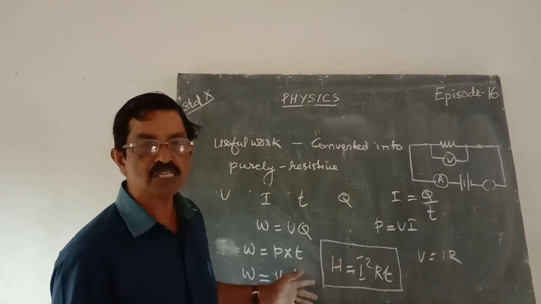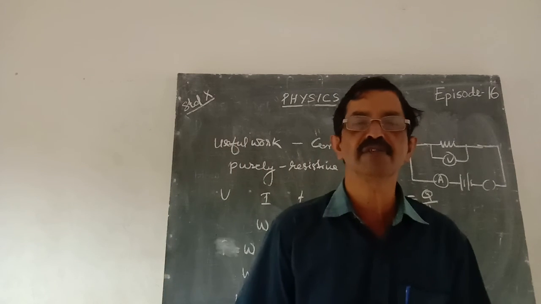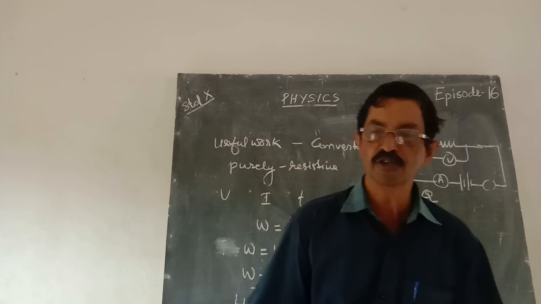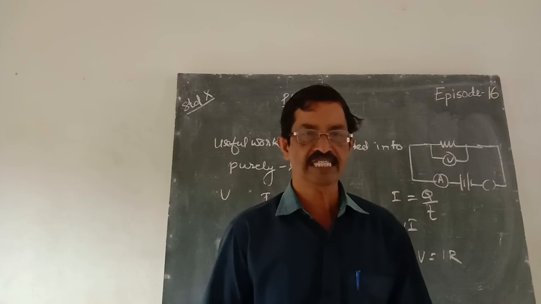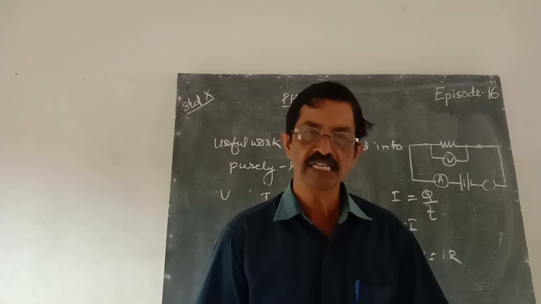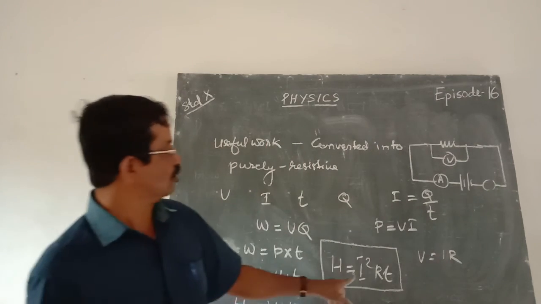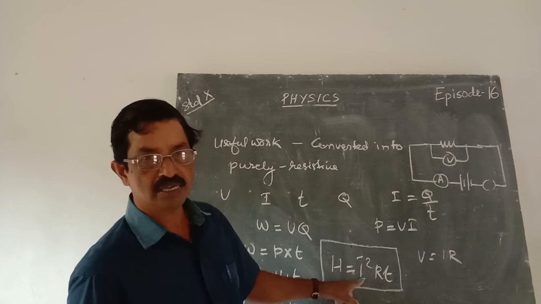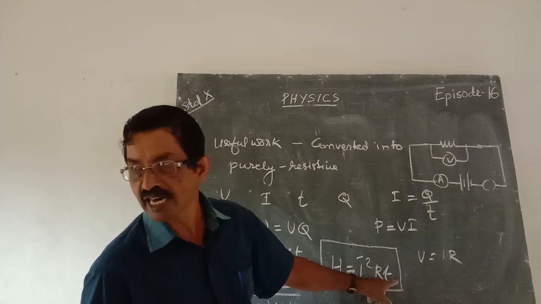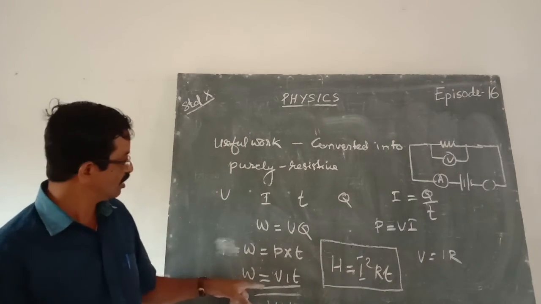Then we discussed the heating effect of electric current, which shows that the heat produced in a current carrying resistor is directly proportional to the product of the square of the current, the resistance, and the time for which current flows. You should remember these relations.